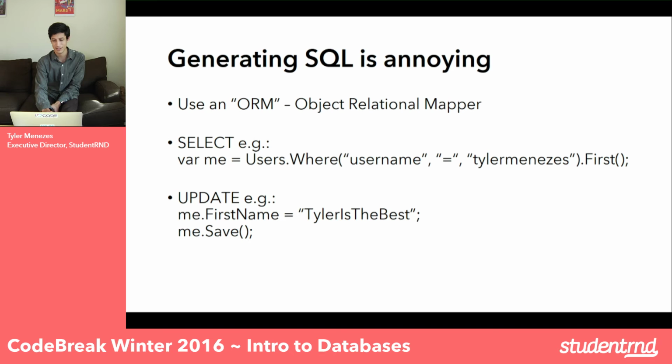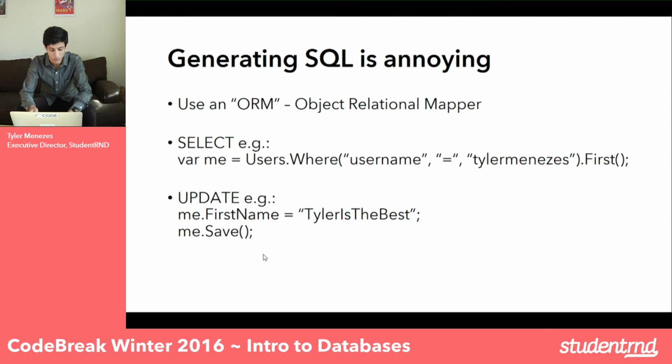So you can see in this case, this is some pseudo programming language that I made up. I create a new variable called me, and me is equal to the object of where, from the users table, where the username is Tyler Menezes, get the first result. And in most ORMs, that would give you back an object. And you already know how to work with objects, because in this programming language, maybe we do .firstname. And if I wanted to change my first name, I would do me.firstname is equal to Tyler is the best, and then I would save it. Way, way, way, way easier than writing SQL directly. ORMs are awesome. And pretty much every programming language has an ORM.